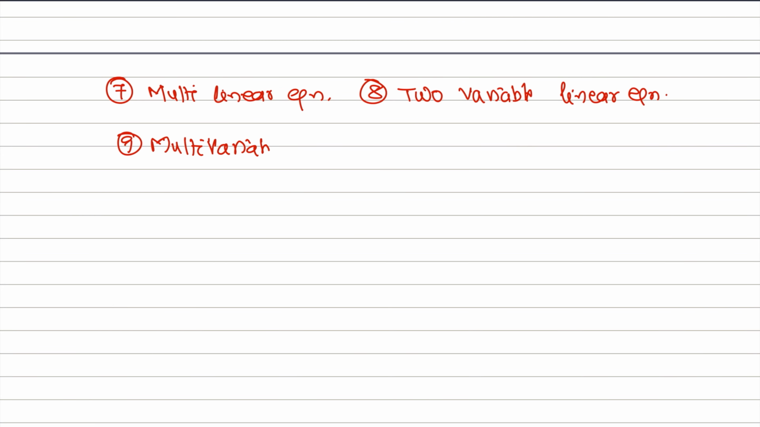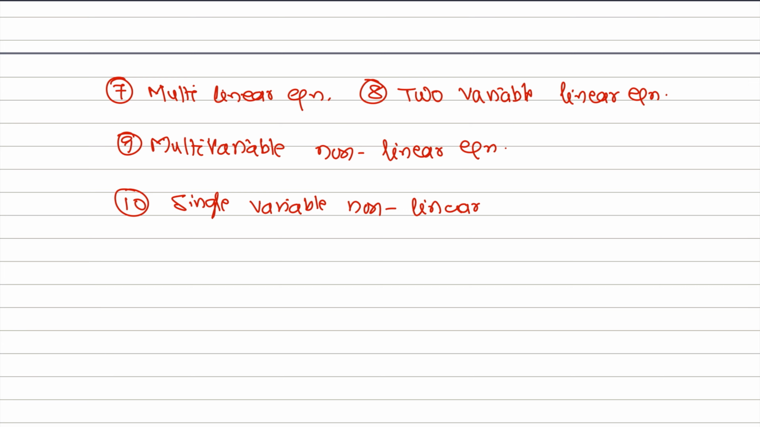multilinear equation we have understood, and two variable linear system, linear equation, multivariable nonlinear system, nonlinear equation, and we also understood about single variable nonlinear equation, and we solved one SAT Math or GRE level practice question.